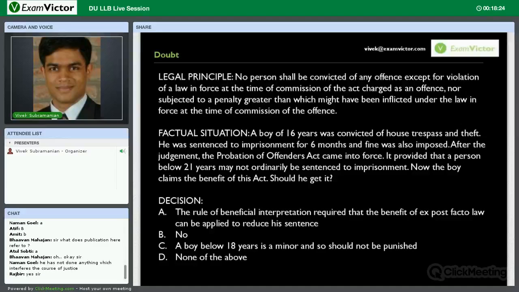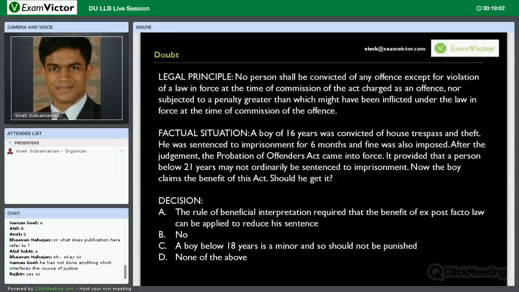The next legal principle is before you. No person shall be convicted of any offence except for violation of a law in force at the time of commission of the act charged as an offence. This is the first part of this principle. There is a second part also, which says that no person shall be subjected to a penalty greater than which might have been inflicted under the law in force at the time of commission of the offence.